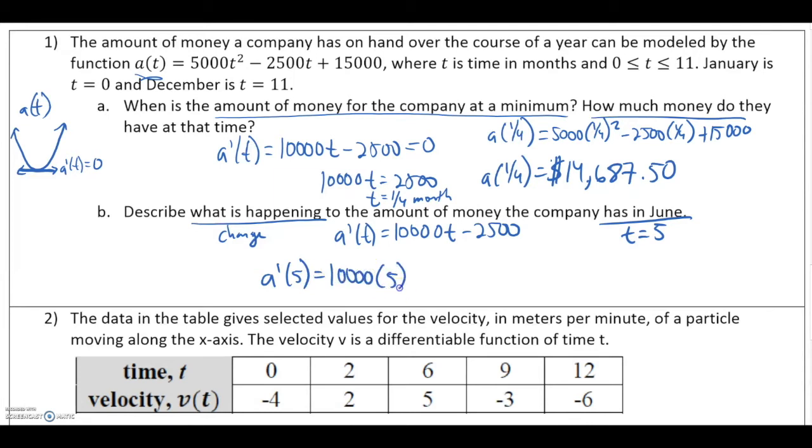and interpret my result. So we have 10,000 times 5 minus 2,500, which will equal 47,500. And the units on that, you have to think about the units for the overall problem. Think about the units for your output versus your input. So the output was money, so it was in dollars per month. And what that means to us, in June, the company's money was increasing because that is a positive value.